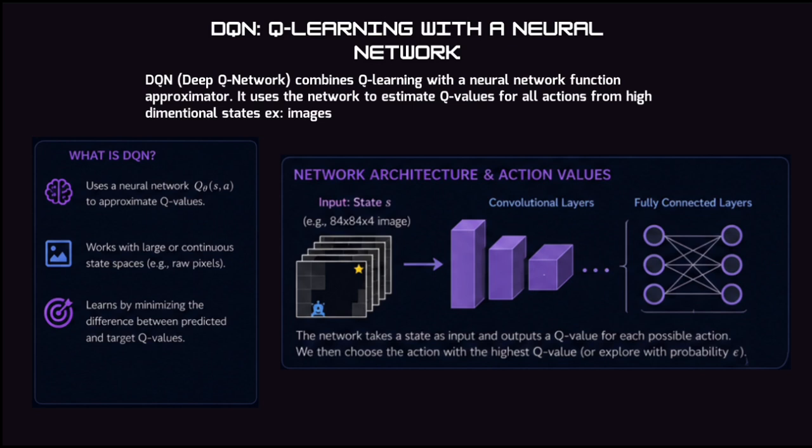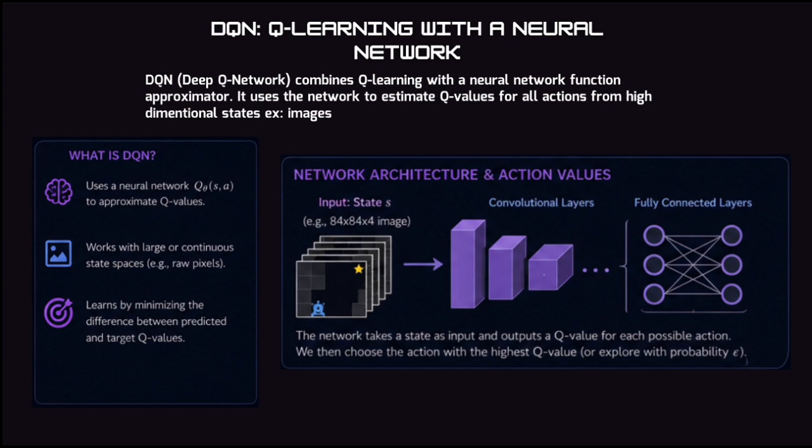less chaotic. DQN was important historically because it showed that deep neural networks could learn control policies from high dimensional inputs, like raw game scenes, using reinforcement learning. It helped launch the modern deep reinforcement learning era. But of course, DQN also has its limitations.